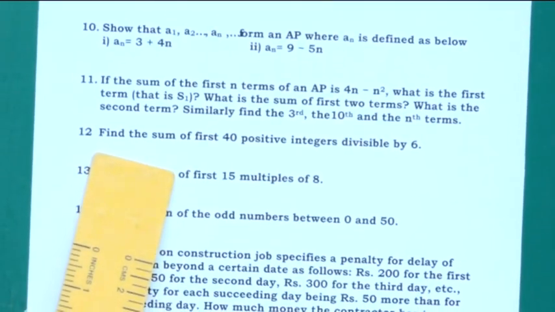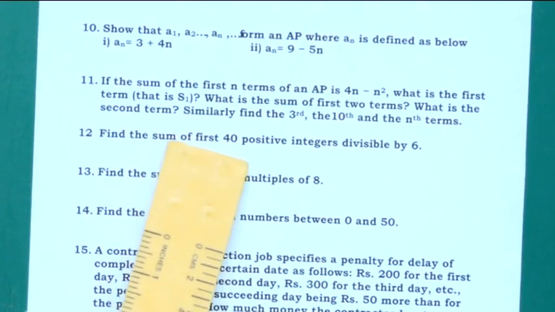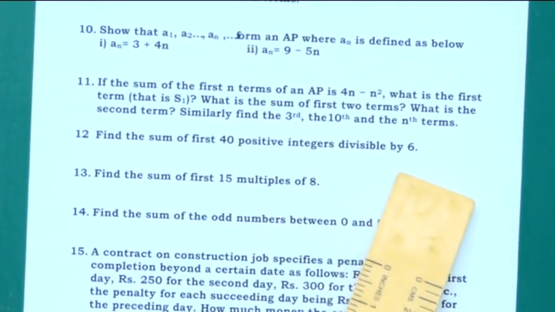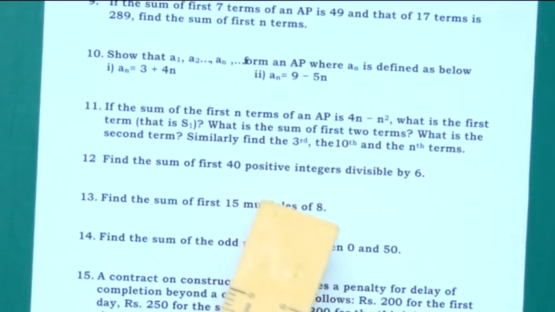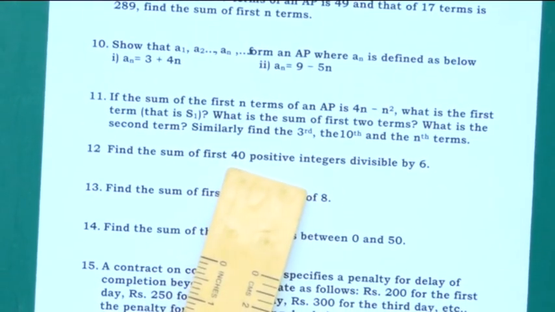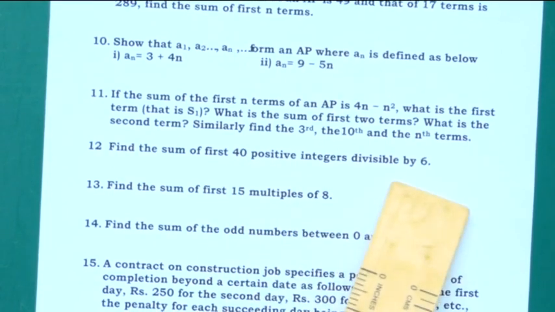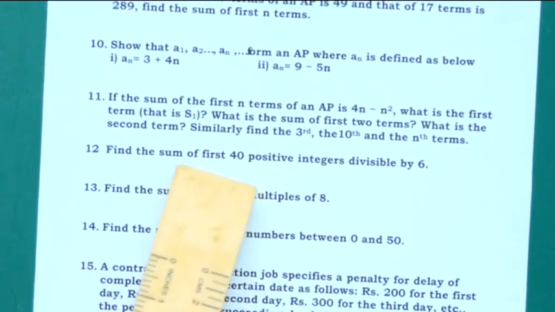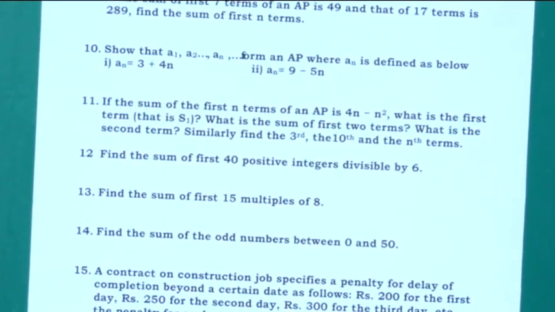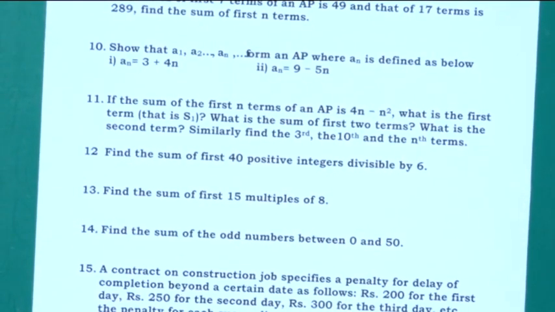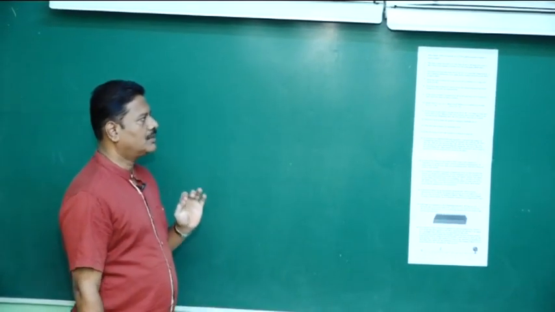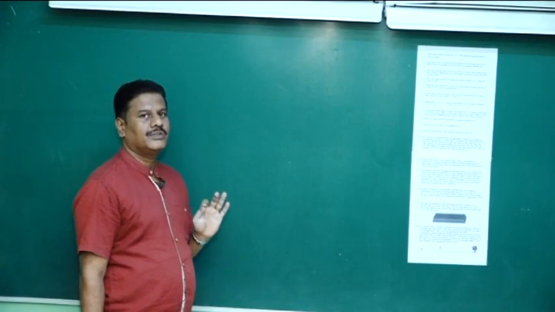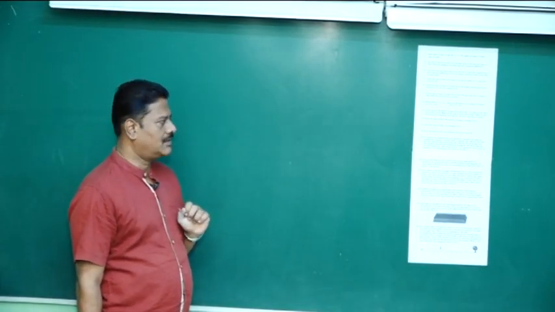12th question. Find the sum of first 40 positive integers divisible by 6. It means you should find the sum of first 40 positive integers which are divisible by 6. So it's very simple. I will teach you now how to do the solution for this 12th question. You have been asked to find the sum of first 40 positive integers which are divisible by 6.